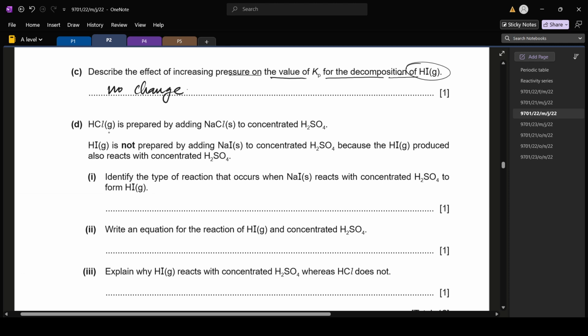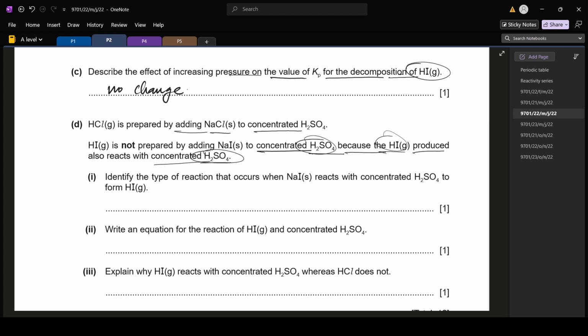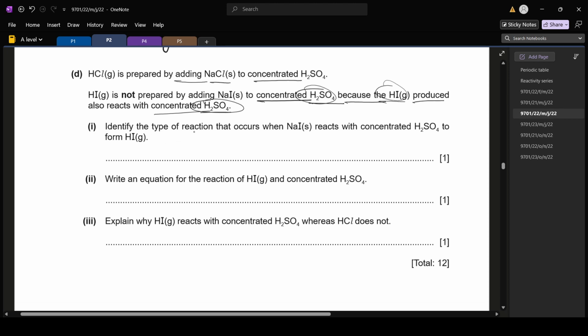Part D, hydrogen chloride is prepared by adding sodium chloride to concentrated H2SO4, and hydrogen iodide is not prepared by adding sodium iodide to concentrated H2SO4, because the hydrogen iodide produced also reacts with concentrated sulfuric acid. Okay, identify the type of reaction that occurs when sodium iodide reacts with concentrated H2SO4 to form hydrogen iodide. Okay, so this is the acid base reaction. Okay, this reaction is an acid base reaction.